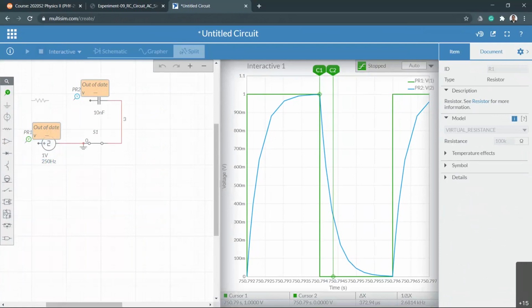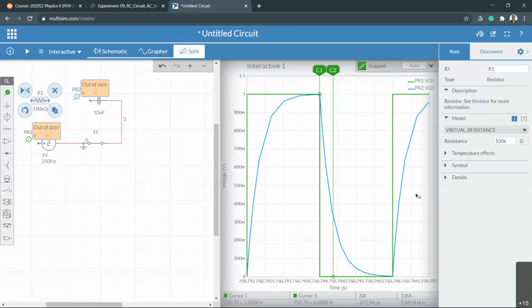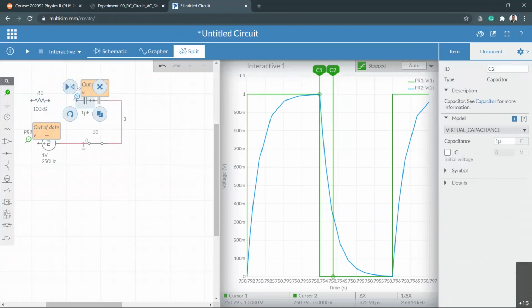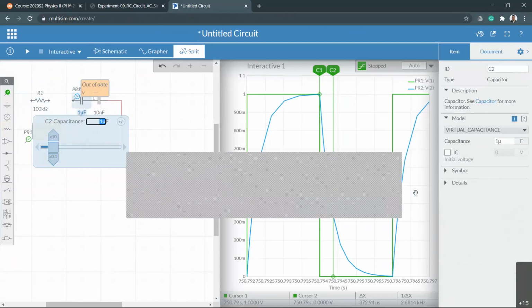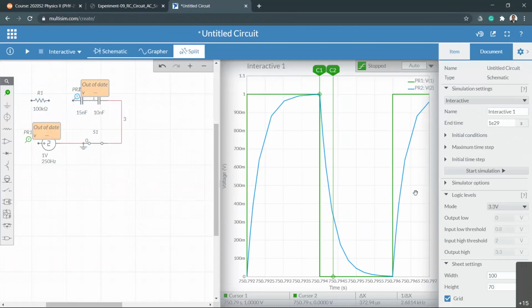But now for capacitors, we actually need two of them. First we apply two capacitors to each other, 10 and 15. So I need one more capacitor. That capacitor should go here, and the capacitor value should be 15 nano. You can type 15 and n, and that is automatically changed into 15 nano. And then let's connect these points.